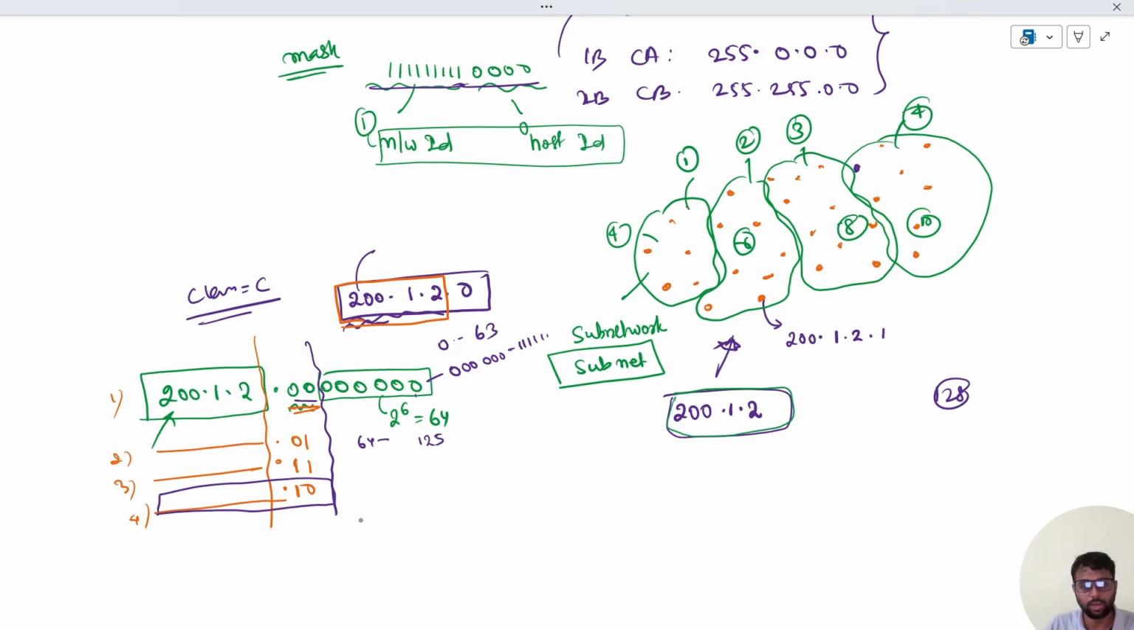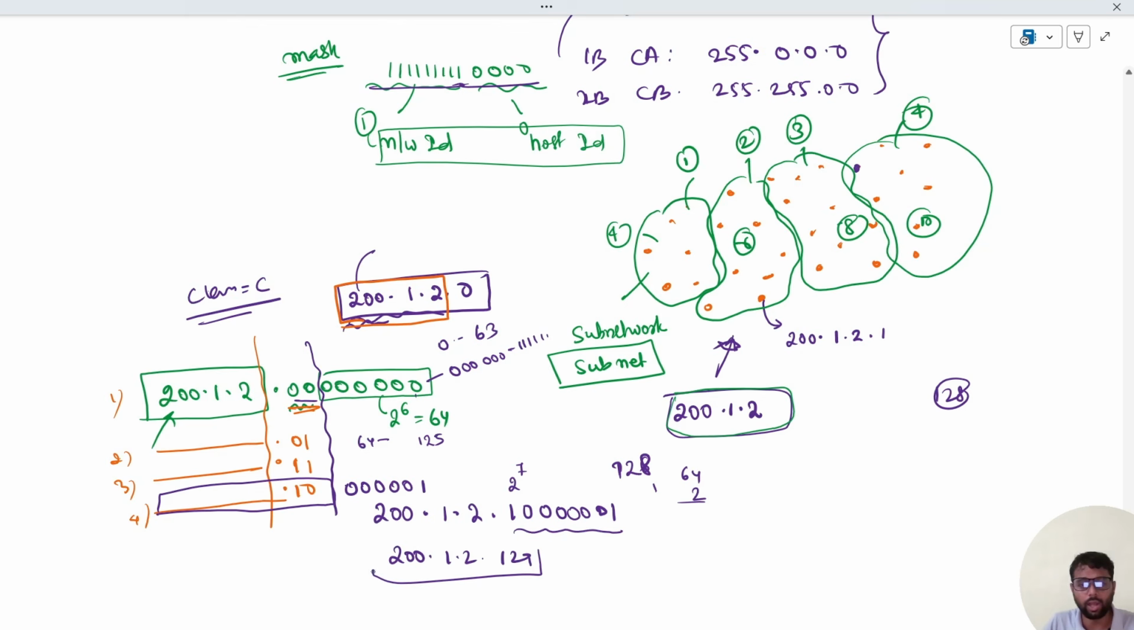Now if I give you this address, for example 200.1.2.10, and after this the range could be like 00000 to 1. So this is 10000001 and this is equivalent to how much? This is 2 raised to the power 7, that is 128, and this is 129. So if this is the address 200.1.2.129, now how will you identify what was the network ID?